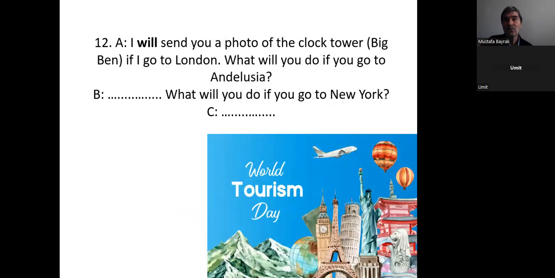Number 12: I will send you a photo of the clock tower, Big Ben, if I go to London, on the condition that I go to London. What will you do if you go to Andalusia? If I go to Andalusia, I will send you a photo of the Alhambra. What will you do if you go to New York? If I go to New York, I will send you a photo of the Statue of Liberty.